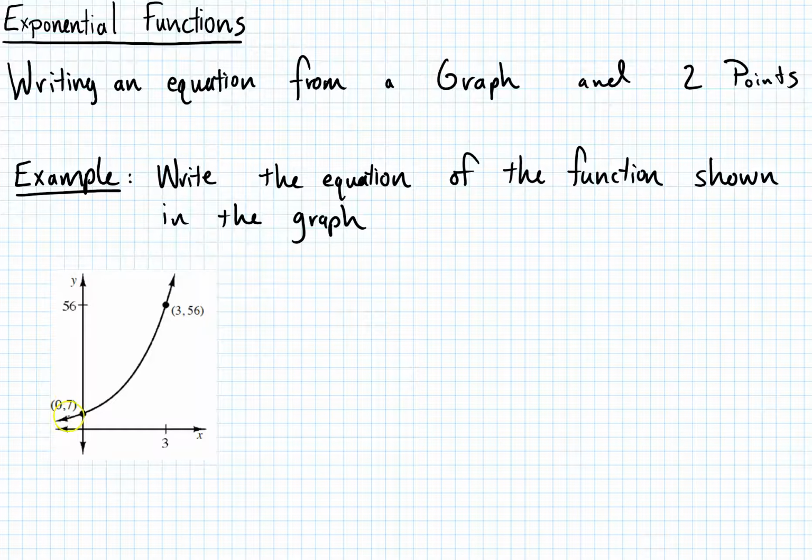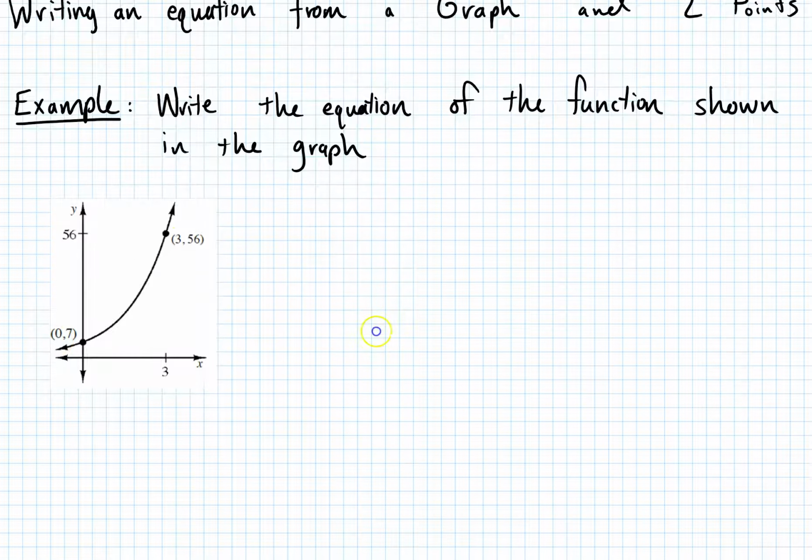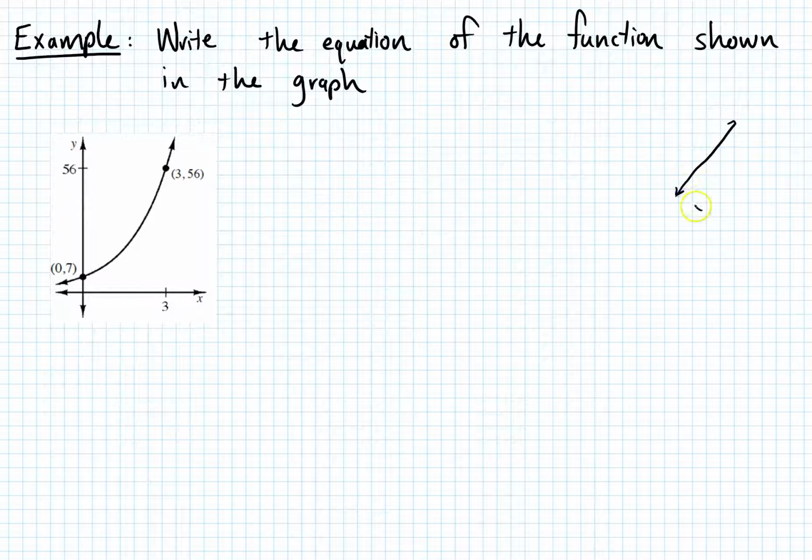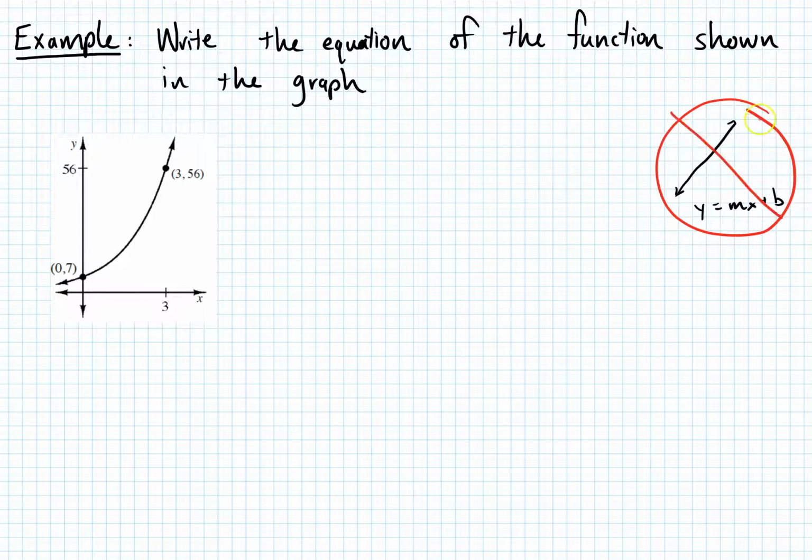So just looking at this graph, you can see that 2 points are listed. It's a curve, so let's write some stuff down. You know that if it's a straight line, to use y equals mx plus b. Since this is not a straight line, we're not going to use y equals mx plus b. We're going to use y equals a times b raised to the power x.